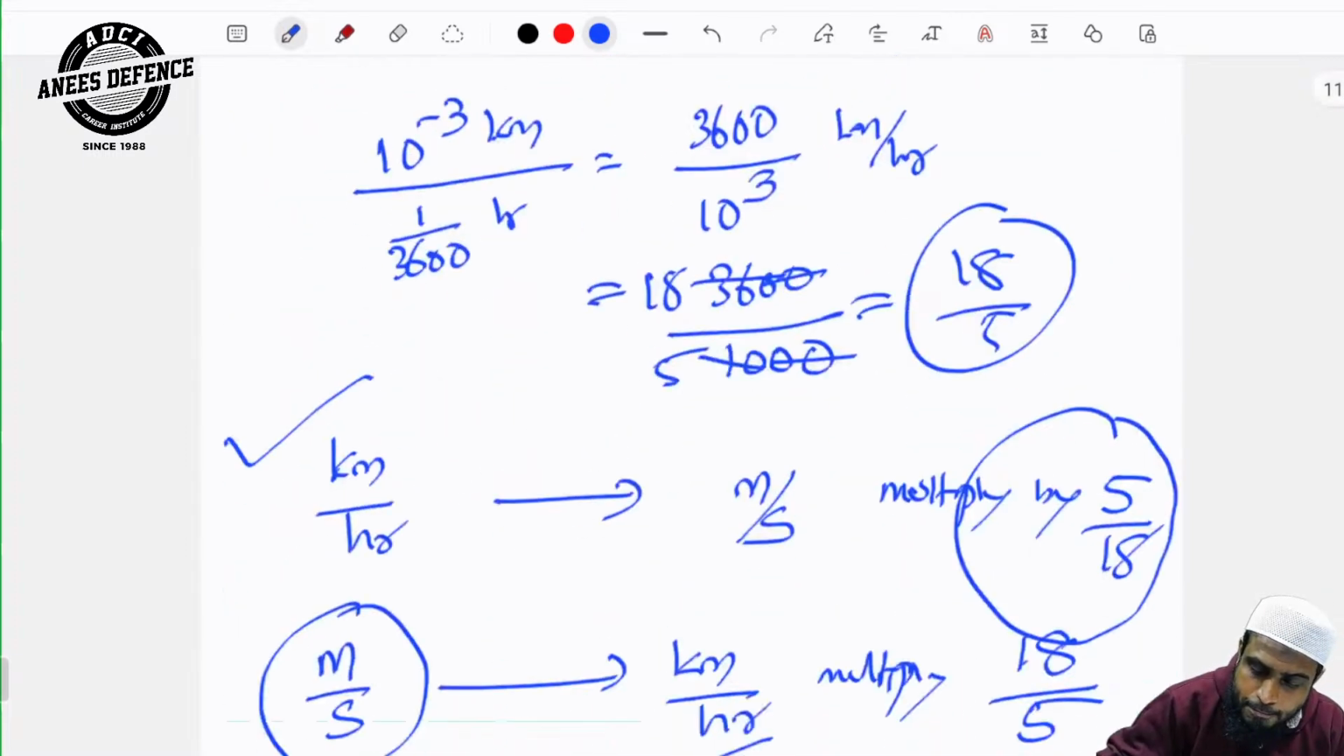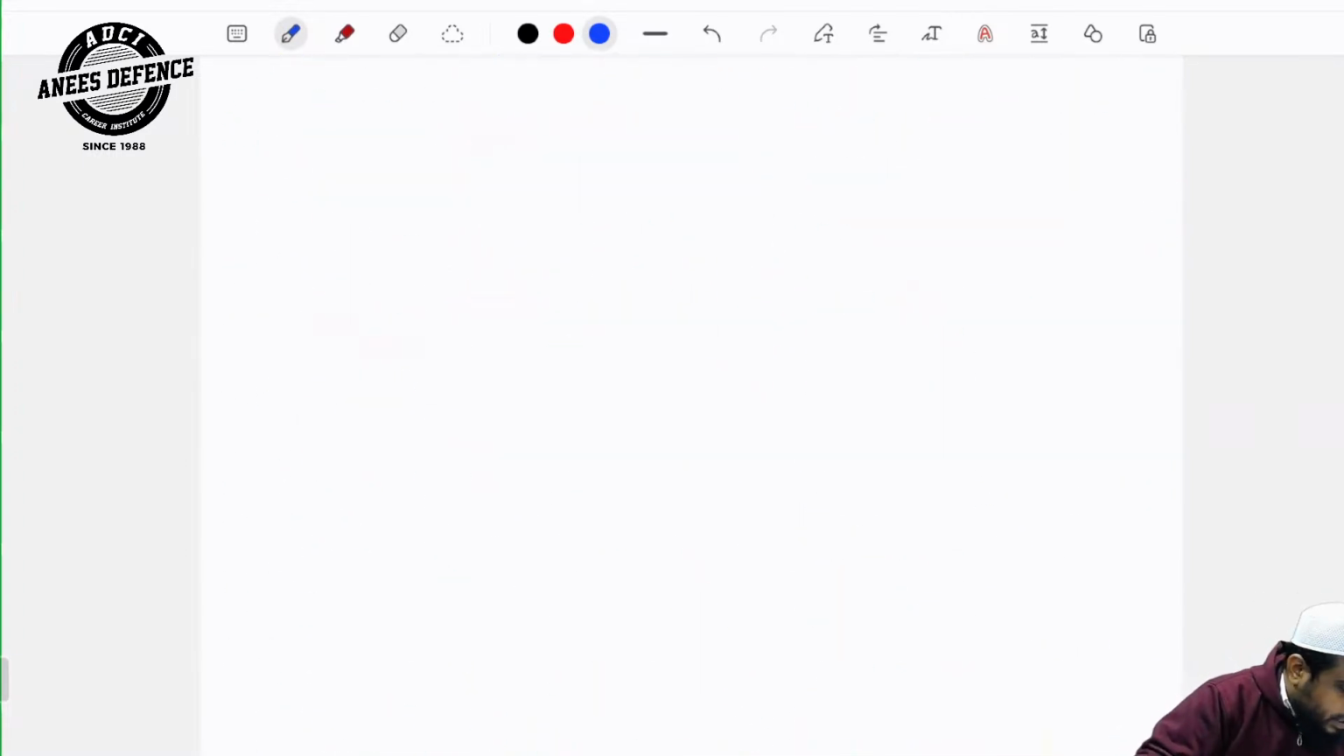Next question. An athlete takes as much time in running 12 meters as a car takes in covering 24 meters. The ratio of the speed of the athlete and car.